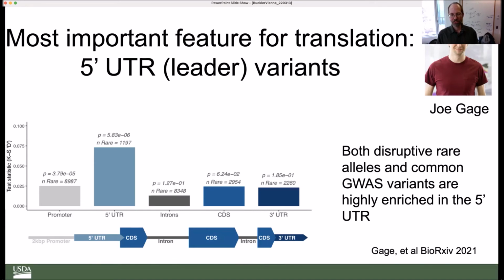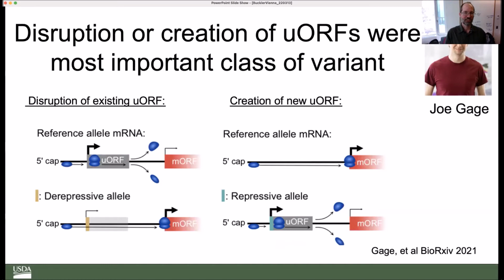And since he had individual nucleotides, he could start asking which were causal or potentially associated, and what's likely the cause here. What he was finding is that the disruption or creation of upstream open reading frames, or uORFs, were really the most important class of variant. And these were happening in thousands of genes across the maize genome; either disruption or creation seems to be central. So I think we now, again, have very simple models. We can identify these potentially causal variants that would either disrupt or create new uORFs.